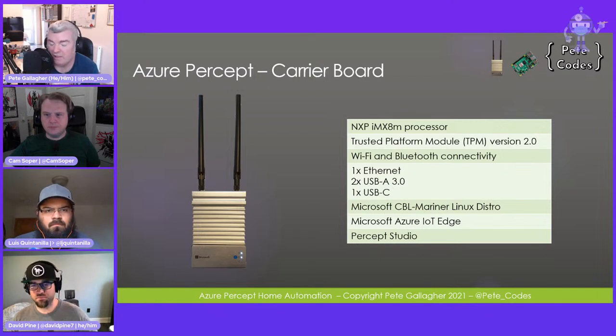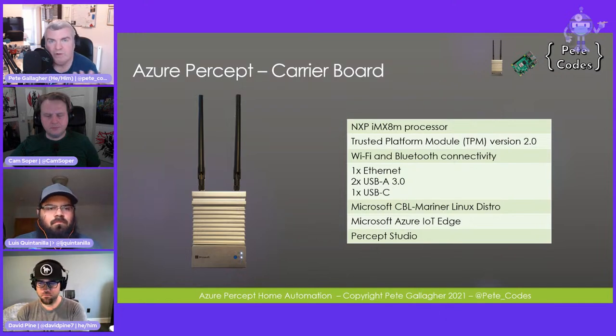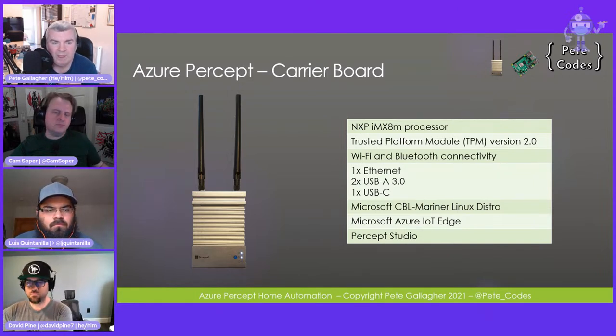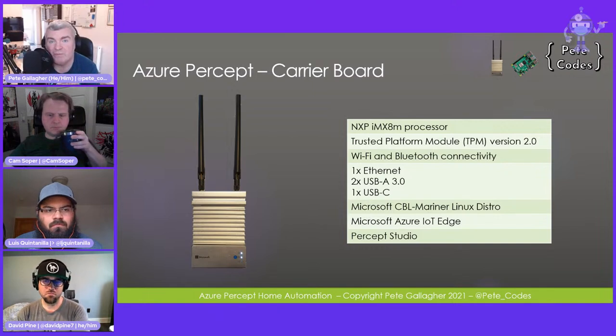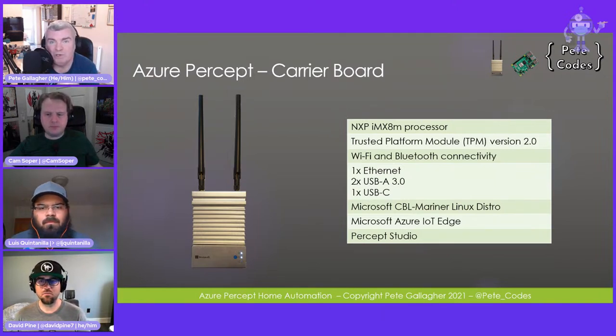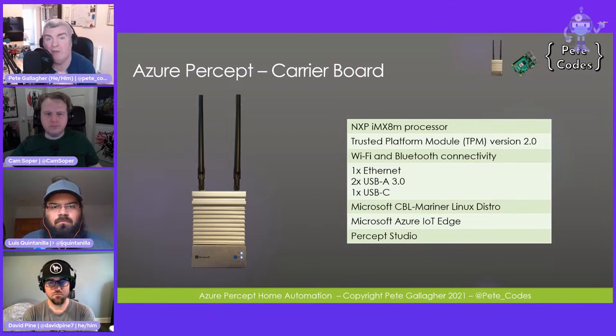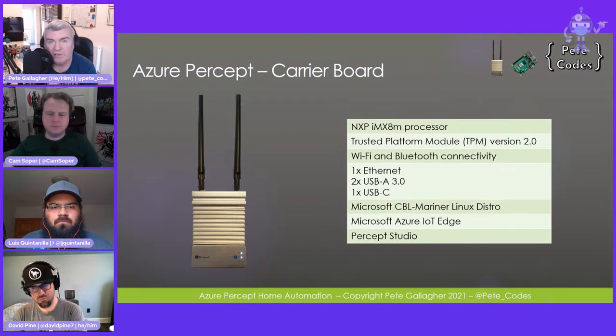It's got a nice healthy processor in there as well. So this is going to outperform something like a Raspberry Pi, but maybe be on par with something like a Jetson Nano or a Xavier or something like that. So this is designed for AI workloads at the edge, which take a bit more power. It actually runs Linux, Microsoft's flavor of Linux, Mariner, and on top of that is the Azure IoT Edge runtime, which is coordinating all of these little Docker containers, or modules, as they're called, and there's various modules in there for the different AI workloads and also the communication back up to Azure. All of this is actually driven by something called Percept Studio, which we'll look at in a little minute.